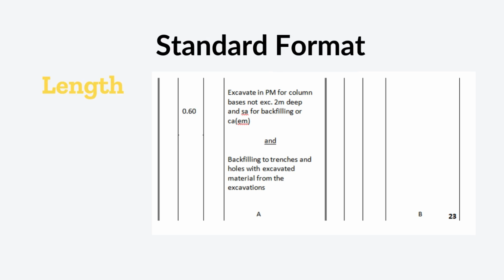We start with the length first, so that would be 0.60, followed by the width, which is 0.60, and then the last dimension will be for the depth, which is 1.50. And that is how you would enter your dimensions in your dimension column.